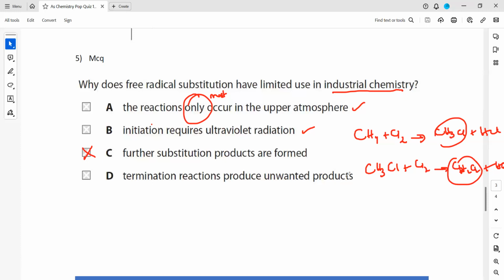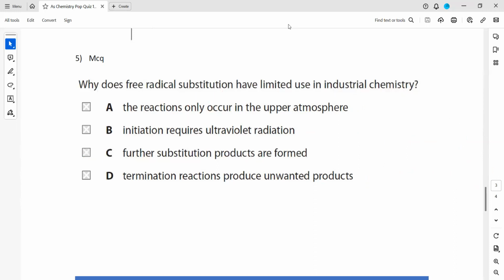And the termination reaction produces an unwanted product? No, the termination reaction produces alkanes, and alkanes are more useful. So that statement is not correct. So further substitution products are formed. That's why we don't prefer to produce halogenoalkanes by this method, as it will not stop at one point. It will continue to occur. Methane turns into chloromethane, chloromethane turns into dichloromethane, then trichloromethane, and multiple substitution continues until all of the hydrogens are replaced by chlorine.